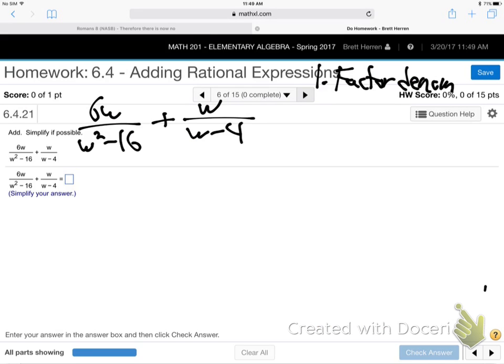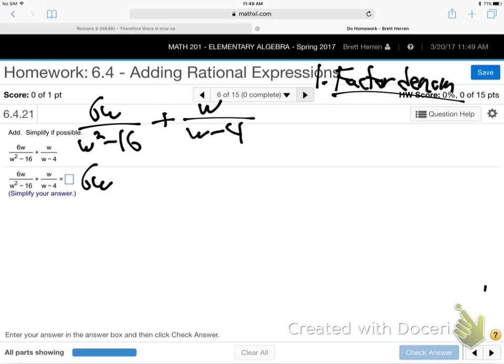All right, so how do we add these two now? What was step number one? Factor denominators. So go ahead, factor. One of those denominators needs factoring this time. W squared minus 16. So go ahead and factor that. It's easy for you? I hope it's easy for everybody.